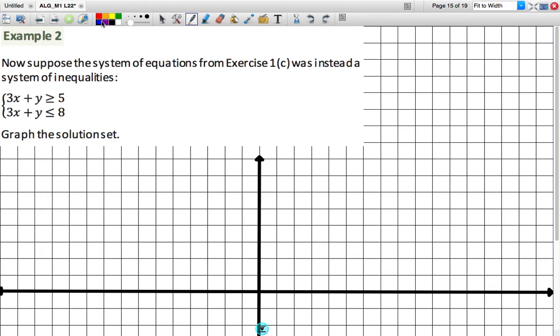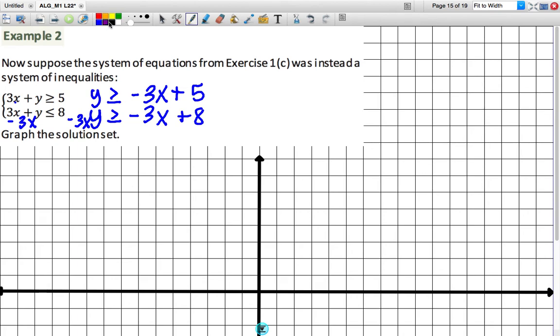And we have inequalities. And just like equations, we first have to make sure that they are in slope-intercept form, which means we need to subtract 3x on both sides to get y is greater than or equal to negative 3x plus 5. Just like this one would be y is greater than or equal to negative 3x plus 8, because I had to subtract 3x from both sides on both equations, actually. So now let's graph them.